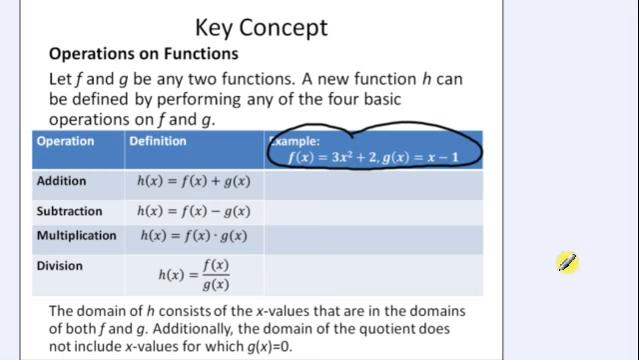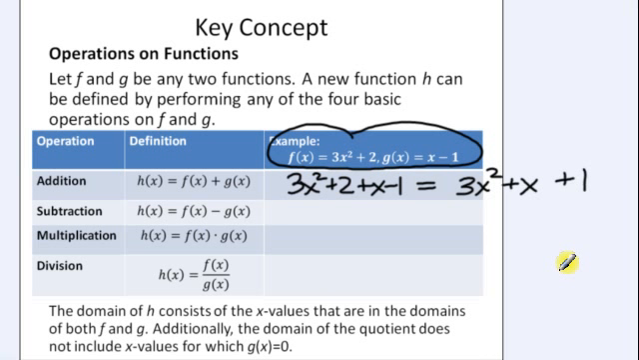So to combine them with addition, it's as simple as just taking the 3x squared plus 2, adding it to the x minus 1, and then I just want to simplify by combining like terms. So I'd have 3x squared plus x, and I can combine the 2 minus 1, which would just be plus 1. So my new function, h of x, would be 3x squared plus x plus 1.